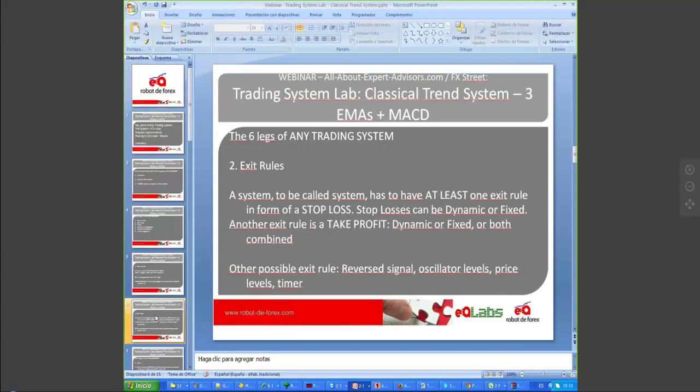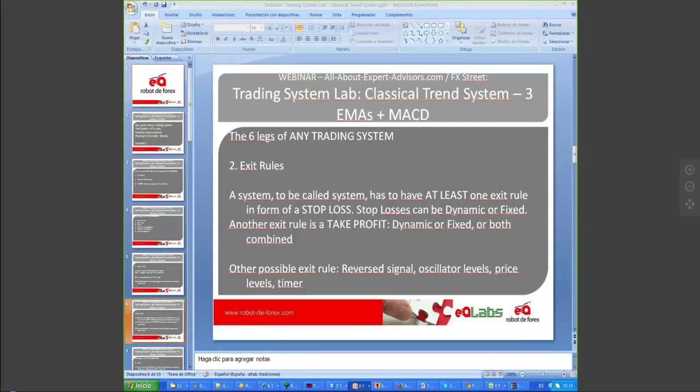After that, we have the exit rules. The exit rules are the minimum for a system to be called a system. I know many people that do manual trading say they have a trading system, but they don't. They have a strategy or they have a crystal ball, and they call their crystal ball strategy or system because it sounds better, but it's not a system. For it to be a system, you must have at least one exit rule, and that is a stop loss.